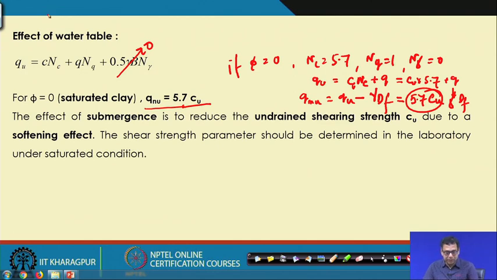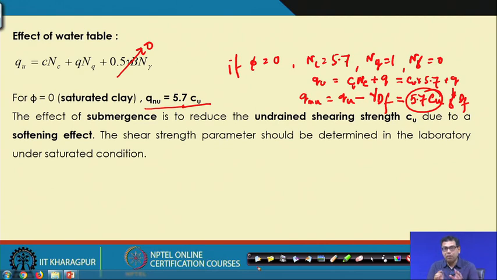So, that means the effect of submergence, the effect of the water, is to reduce the undrained shear strength of the soil. Because of this water effect, the Cu value will reduce. So, that is why we have to determine the Cu value under saturated condition. So, that is the water table effect for the clay soil.